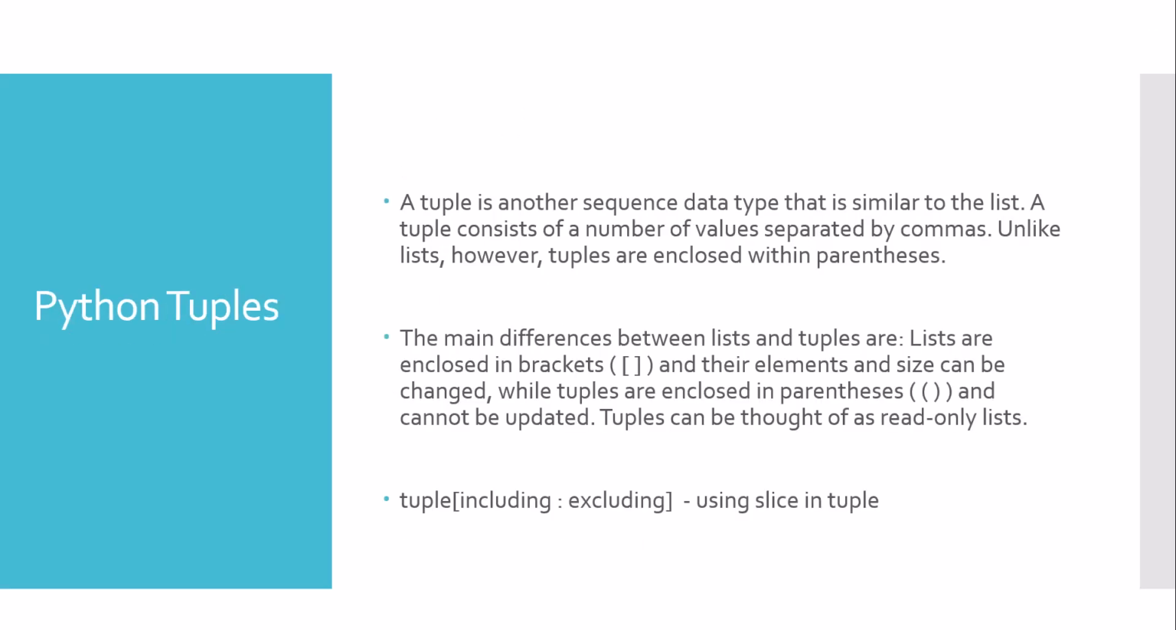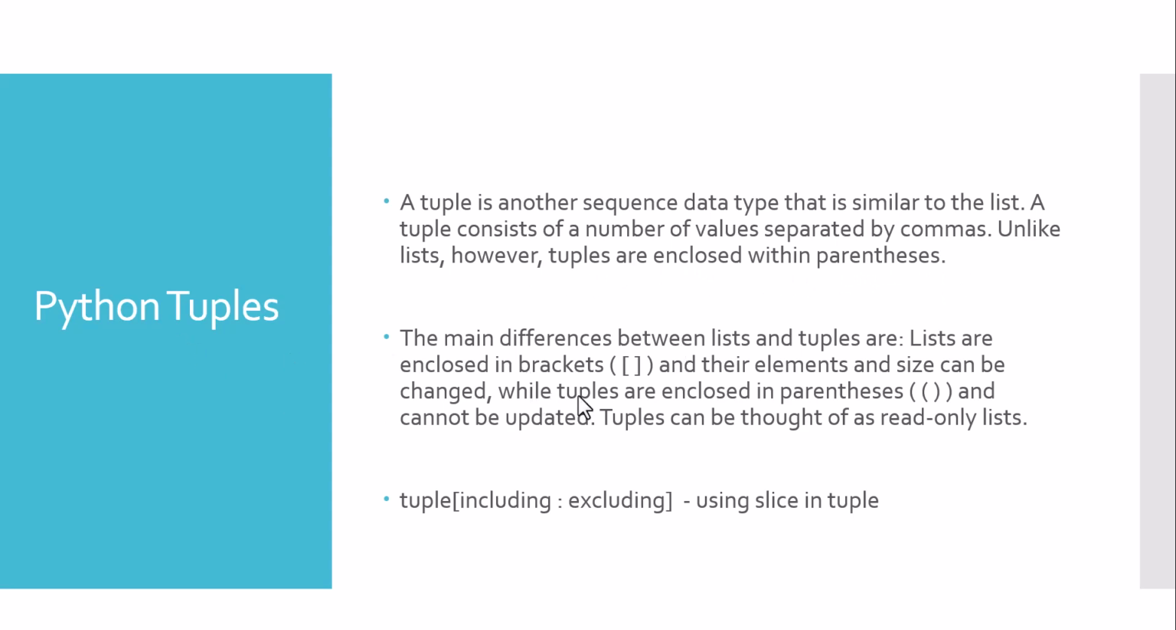Then Python tuples. A tuple is another sequence data type that is similar to the list. A tuple consists of a number of values separated by commas. In a list also we separate the values with the help of commas only. Unlike lists, however, tuples are enclosed within parentheses.